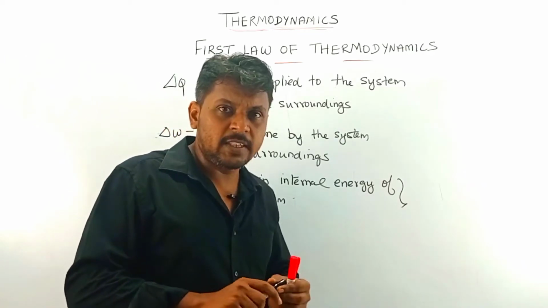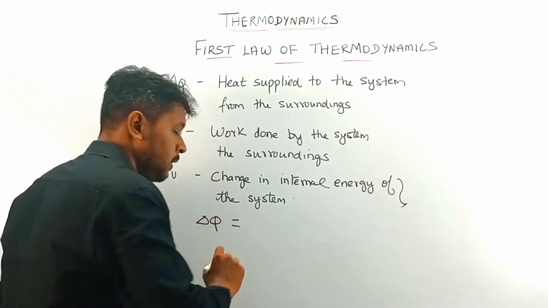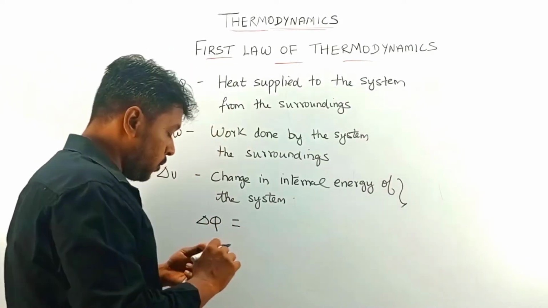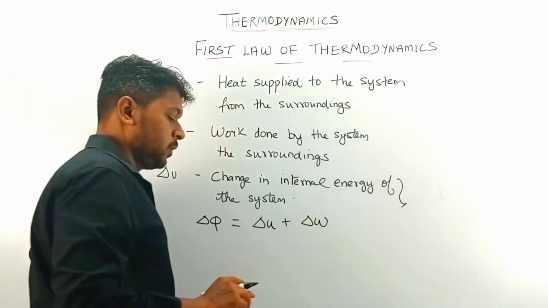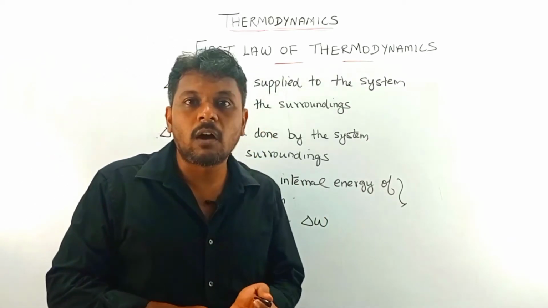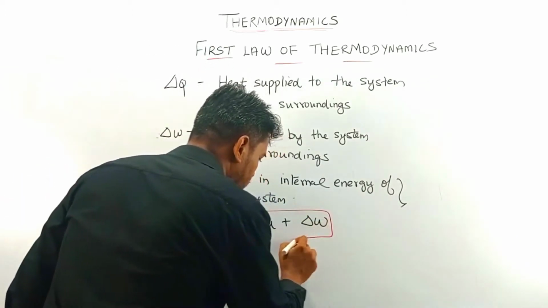The equation says that delta Q, the heat supplied, will be converted into delta U plus delta W. This is the equation of the first law of thermodynamics.